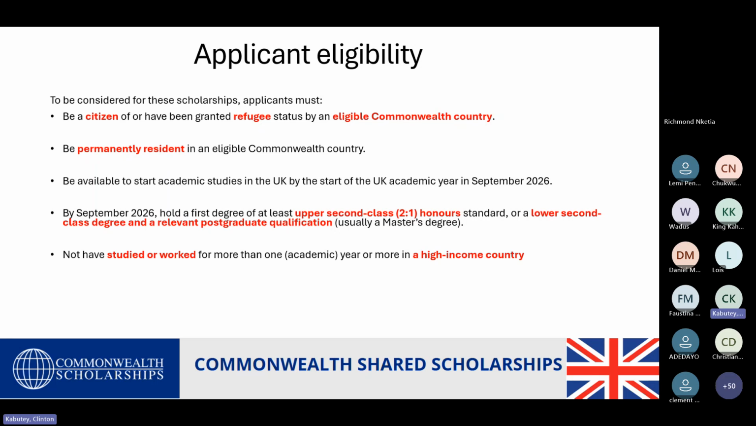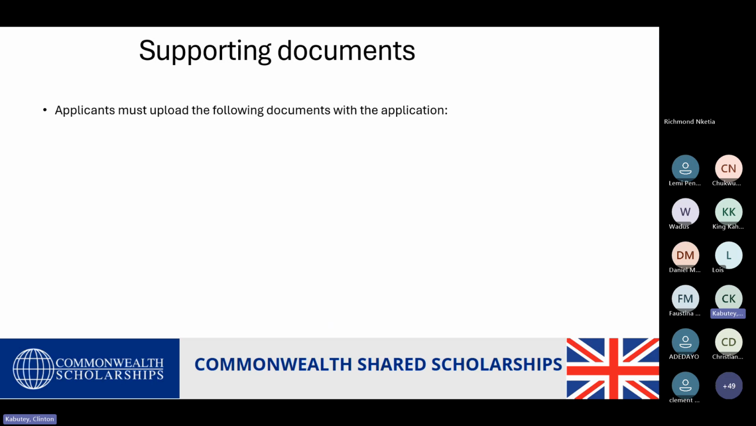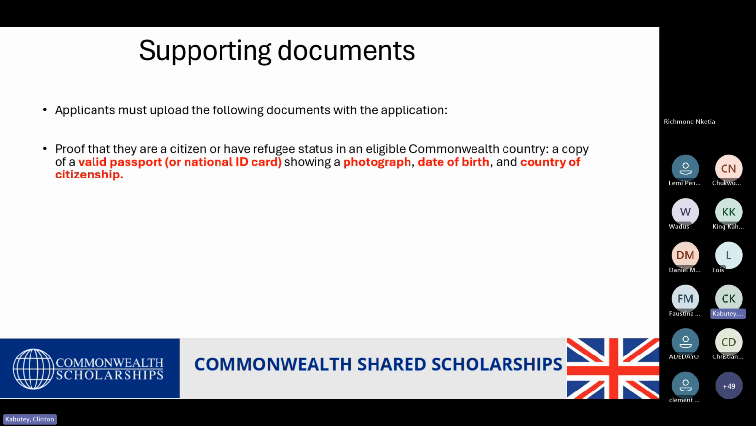And then you shouldn't have worked or studied for more than one academic year in a high-income country. So maybe if you studied in Europe or even in North America, it means that you are not eligible for the scholarship. And then you should be unable to afford to study in the UK without a scholarship. And then you should also have all your supporting documentation in the required format. We'll look at some of the supporting documentation and the required format they are requesting.